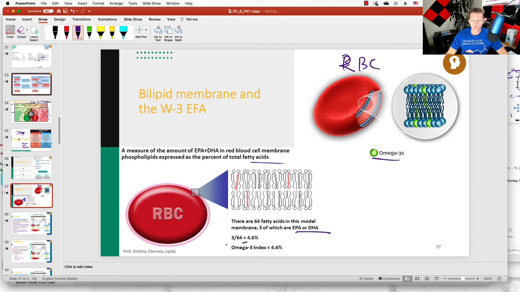So 3 over 64 will give us an index of 4.6. So this index of 4.6 indicates that it is healthier than a lower index. So only 3 omega-6 per this volume, right? Per this size. So if there are 3 here, then more, right?